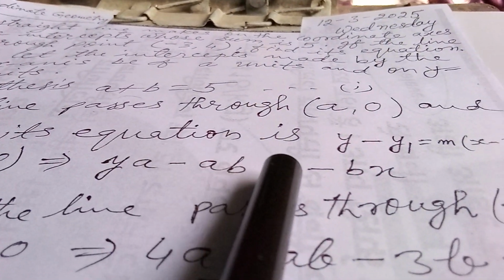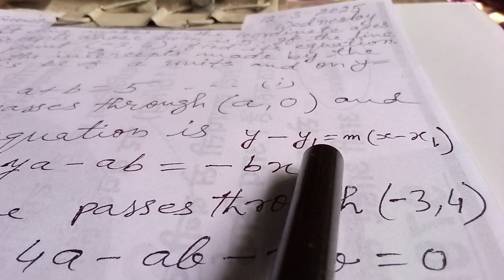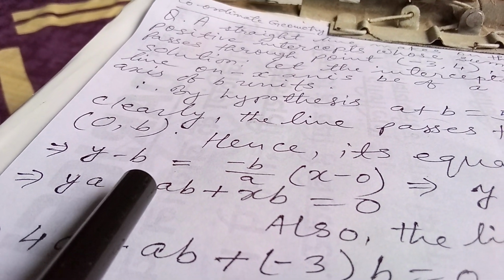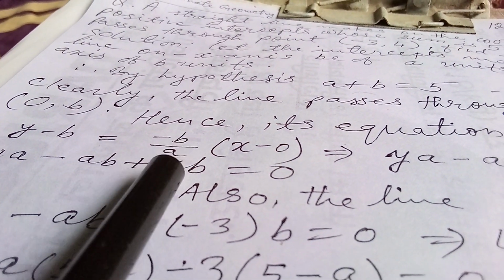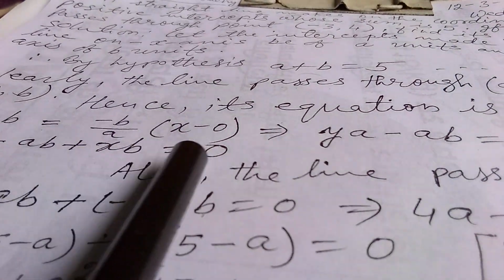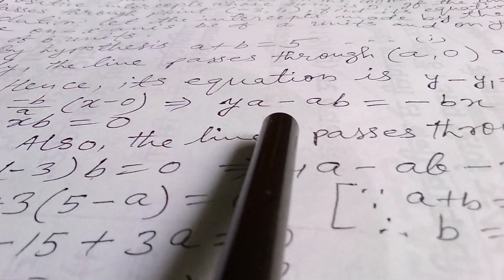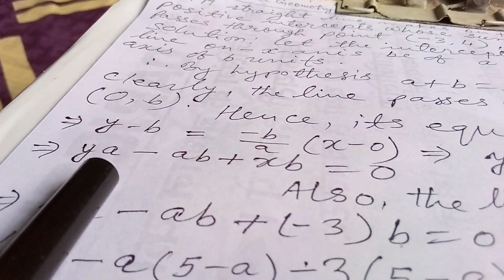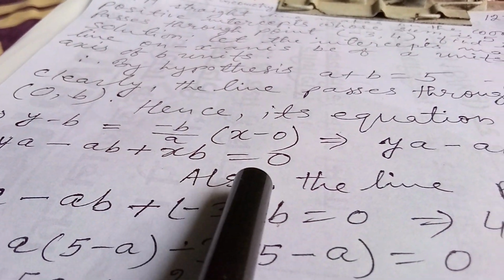Hence its equation is y minus y1 equals m into x minus x1, and by putting the values we get y minus b equals minus b by a into x minus 0. Now by cross multiplication we get ya minus ab equals minus bx. Now minus bx comes to the left side. It becomes ya minus ab plus xb equals 0.